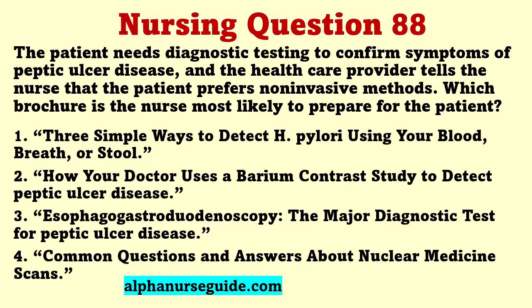stool. Esophagogastroduodenoscopy is the best test for peptic ulcer disease. However, it is considered an invasive procedure. A barium contrast study may be ordered for a patient who cannot undergo an endoscopy. A nuclear medicine scan may be ordered if gastrointestinal bleeding is present or to detect gastric emptying disorders.